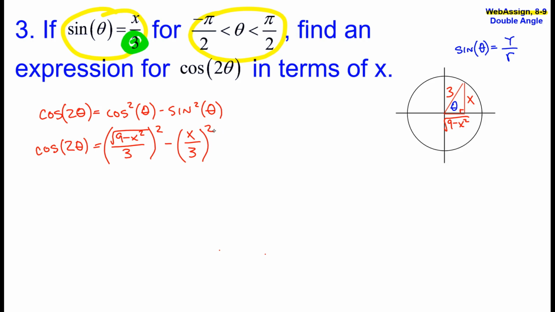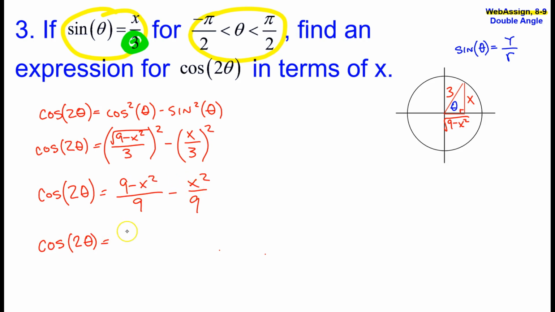So let's take a look at what this looks like now. So cosine of 2 theta. If I square the square root of 9 minus x squared, I get 9 minus x squared. Don't forget to square your denominator as well. And that's going to be minus x squared over 9. At this point, we have two fractions that we have to subtract one from the other. They have the same denominator. So from this point, it's a can of corn, folks. We're almost done. 9 minus x squared minus another x squared is going to be 9 minus 2x squared. And my denominator will be 9.